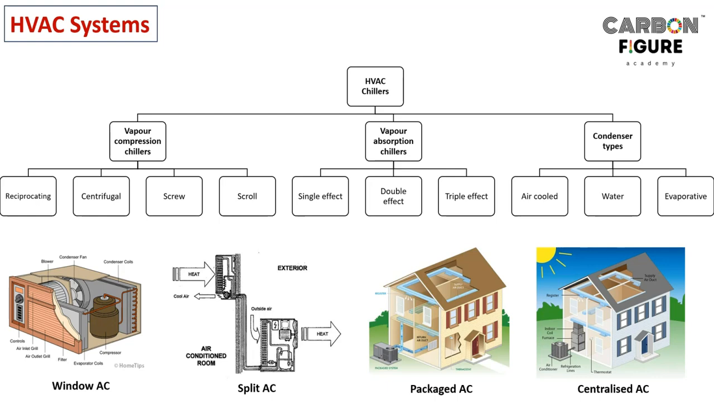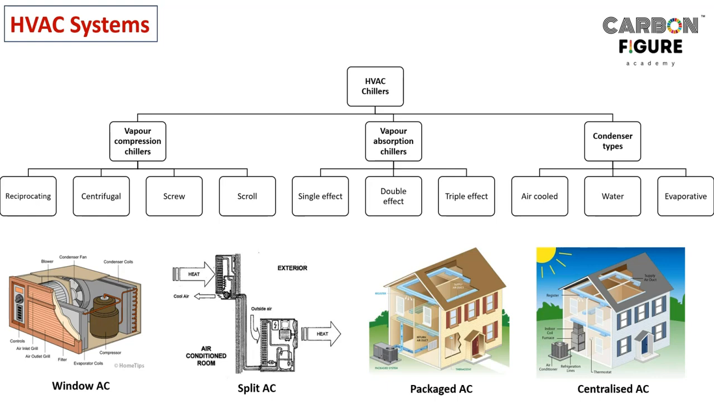So regarding the chillers, under vapor compression chillers, we have reciprocating, centrifugal, screw and scroll systems, right? Under vapor absorption chillers, we have single effect, double effect and triple effect options. And for condenser types, we have air cooled condenser, water based condenser and evaporative condenser, right? We don't need to worry much about each detail, but you just get to know how HVAC systems are fundamentally classified: vapor compression and vapor absorption, right?